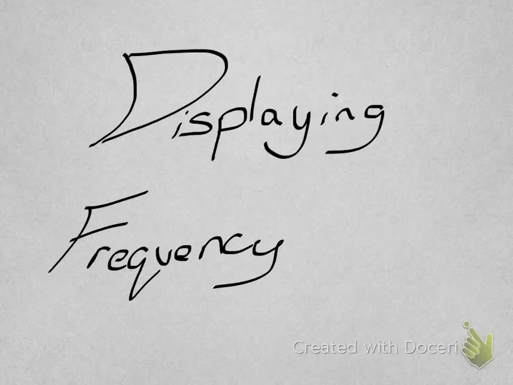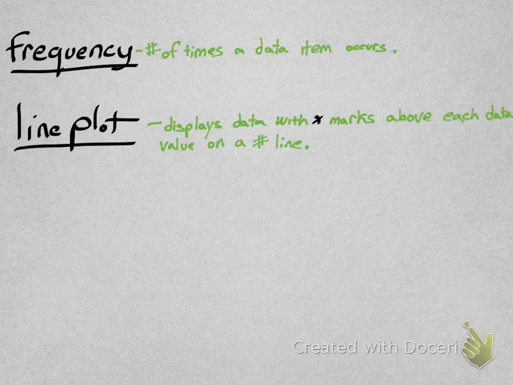All right, displaying frequency. So we're going to talk about displaying frequency. Frequency is the number of times a data item occurs. A data item just means what you're looking for. So if we're talking about grades and you get like 5 grade hundreds, then the 100 counted 5 times. 100 is a data item. The frequency would be 5 because it happened 5 times.